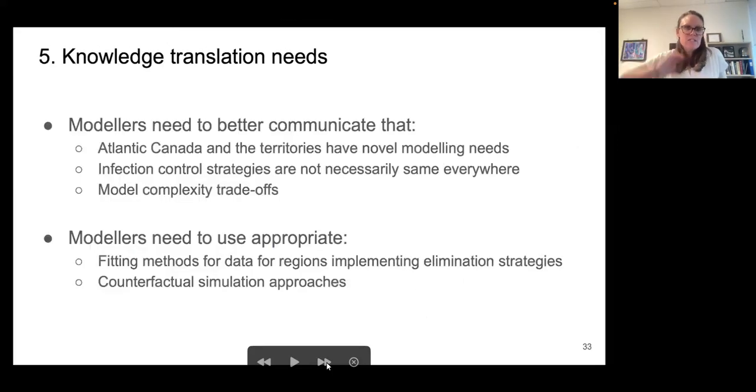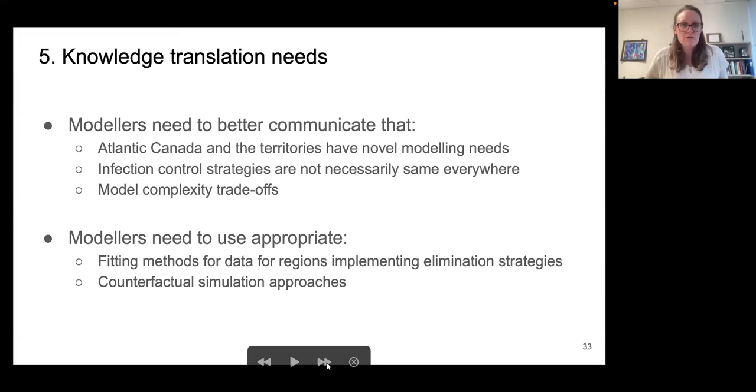There are also needs for knowledge translation. I think modelers need to better communicate that Atlantic Canada and the territories have novel modeling needs, and also that infection control strategies are not necessarily the same everywhere. And also that modeling complexity has trade-offs. Oftentimes people will want to put a lot of complexity into the models, and I think we need to communicate better what some of the trade-offs are with doing that.